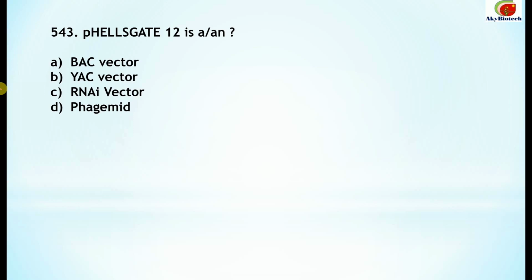Question number 543, that is P-Healthgate12. P-Healthgate12 is a high throughput binary gateway vector. It has 2 introns for silencing genes in plants using intron containing hairpin RNA. So from the information given, it is clear that this is an RNAi vector. That is the correct option, the C part.